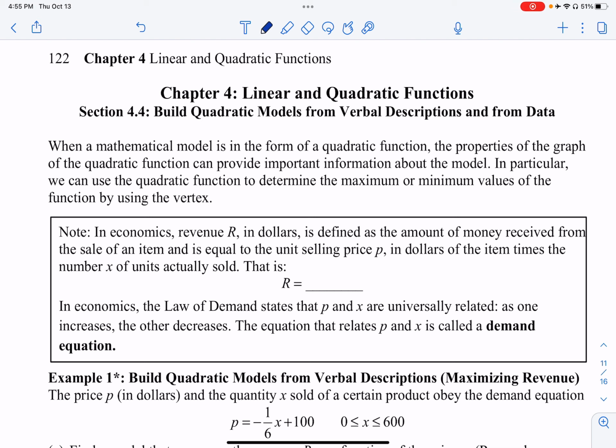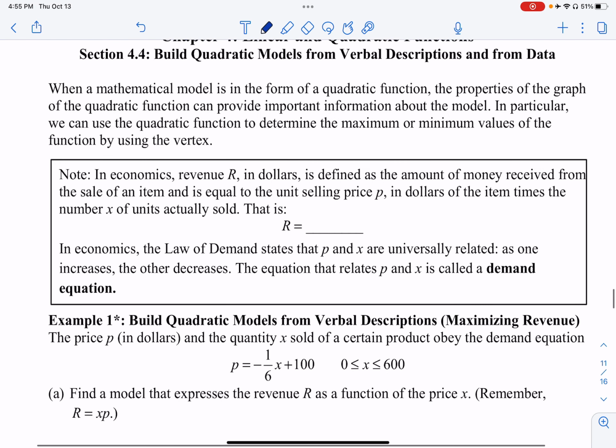In economics, the revenue in dollars is defined as the amount of money received from the sale of an item. So that's the total income that you get from selling something. It's equal to the unit selling price, which we're going to call P in dollars, multiplied by the number of units actually sold, which is X. So the revenue is equal to X times P.